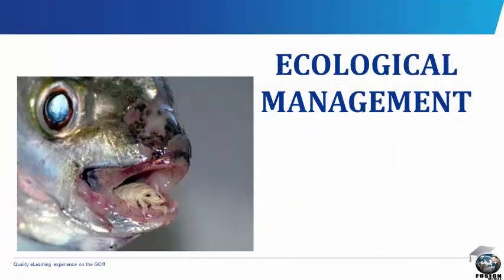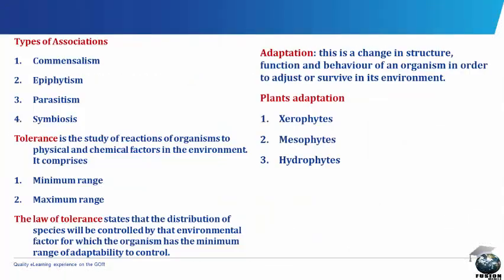Ecological management. Living organisms establish different living associations with others in order to obtain food or protection. Some of these living associations are beneficial to one another or both organisms in the relationship. Each exhibits the quality of tolerance and possesses certain adaptive features for survival.